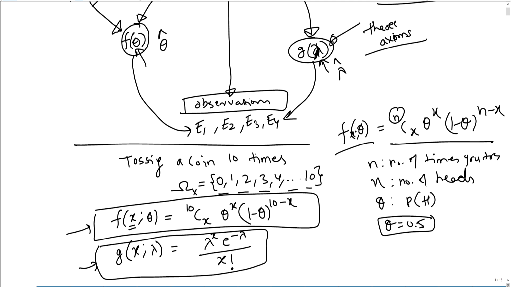But what I am showing here is that about the same experiment, when you are tossing a coin 10 times, you can basically make competing assumptions. Okay, so someone can claim that these x number of heads in the 10 coin toss experiment is coming from this probability assigner function 10 cx theta to the power x 1 minus theta 10 minus x, right. Someone else can claim that this is coming from g of x lambda, right. So basically these are competing assumptions we are making about the same experiment, right.